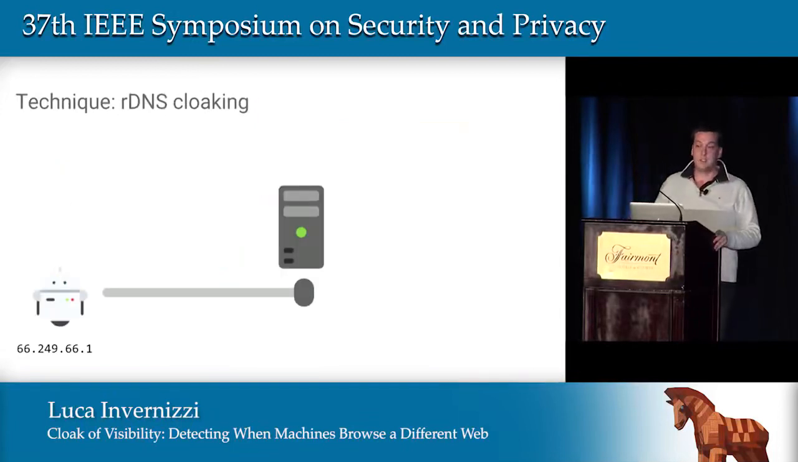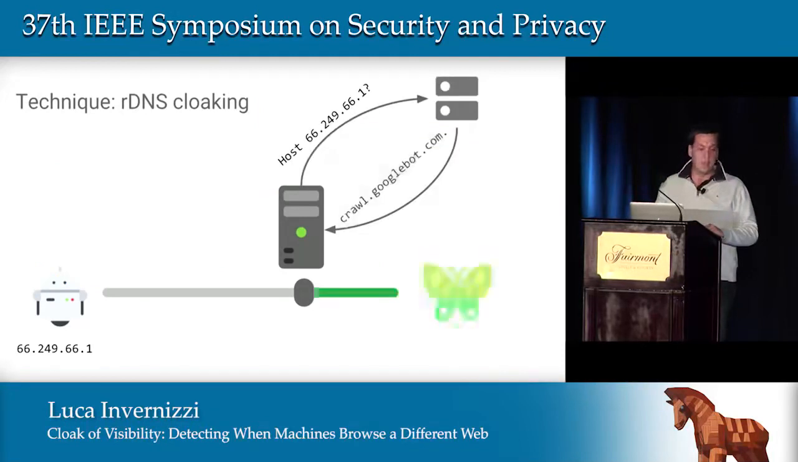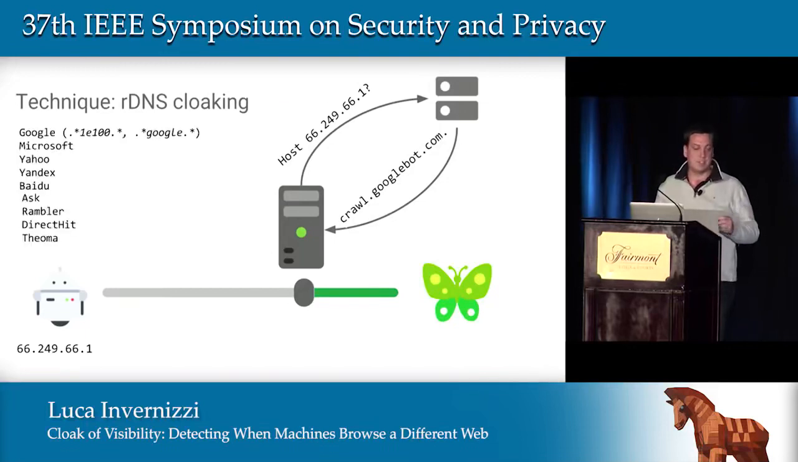Another thing that they do is use DNS to do cloaking. So here we have a bot that comes in, and they check the reverse DNS name of the IP of the bot, and if it matches some substrings that they have, they will not deliver the true content of the site.